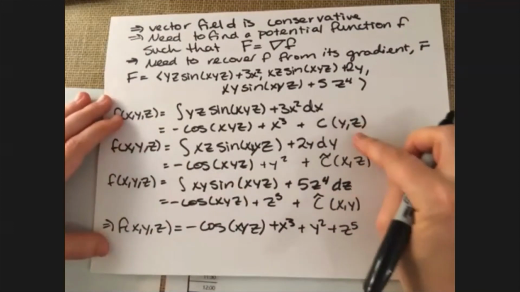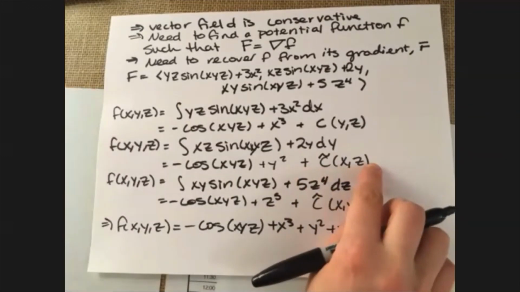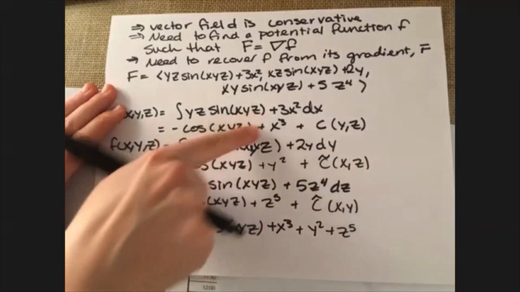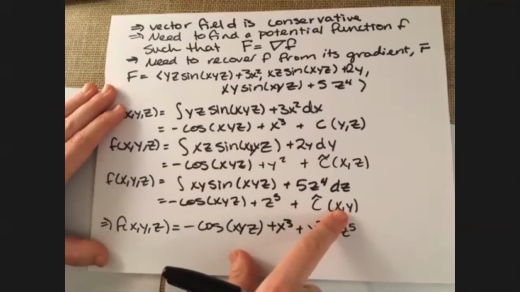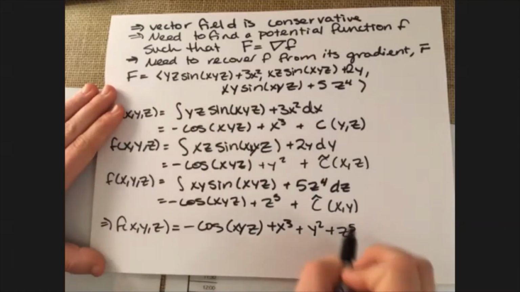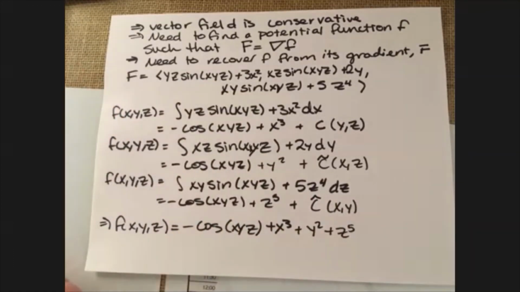And then just double checking to make sure we got everything. This says an unknown function in terms of x and z. Well, we already got the x cubed and the z to the 5th. And then same idea here in terms of x and y. We already got the y squared and x cubed. So this would wind up being our final answer for the potential function for f.